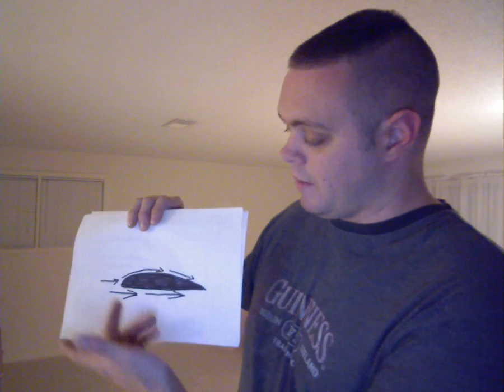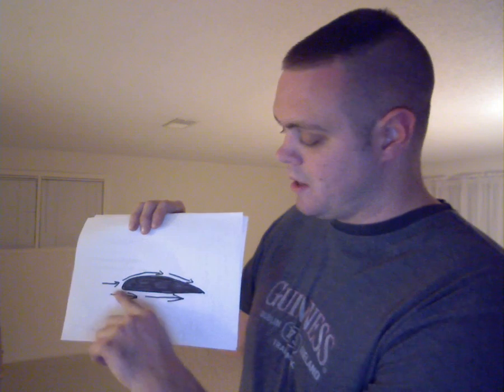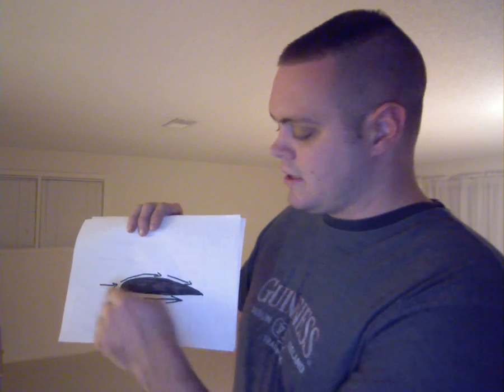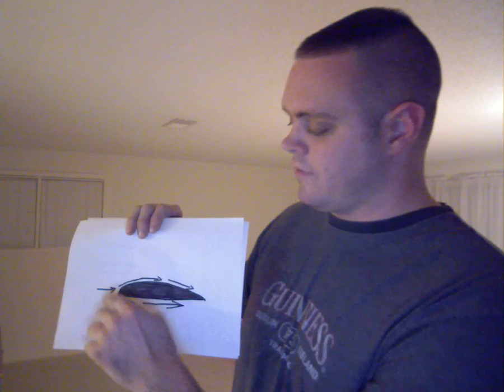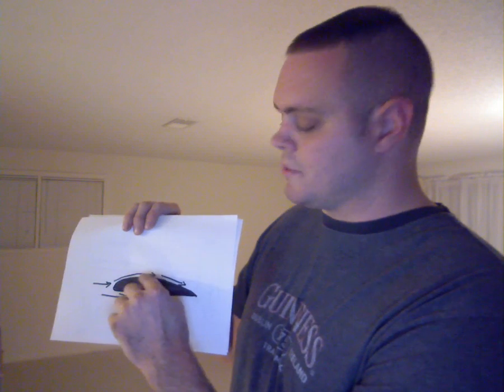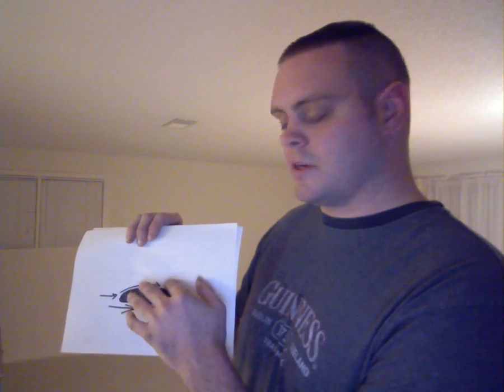Here we have a basic side view of a wing. Bottom is flat, top has a curve to it. Now this curve forces air as it comes across the top to accelerate. Accelerated air means a drop in pressure. So more pressure on the bottom than the top equals lift.